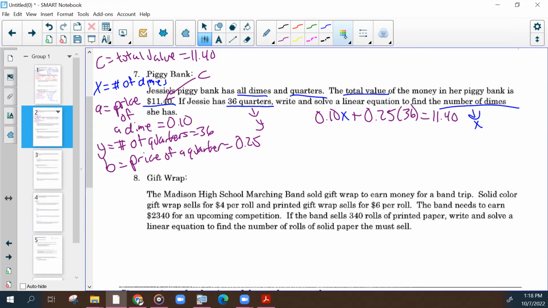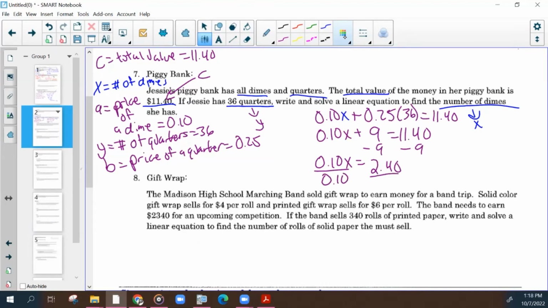And then we can start to solve. So we are solving for X. Multiply your 0.25 and 36 to get 9. Start solving for X by getting rid of 9. And then divide both sides by 0.10. It should give you a whole number, because if we're looking for number of dimes, we shouldn't get decimals. We can't have 0.5 of a dime. But we do have to be specific. We're looking for number of dimes, so 24 dimes would be our final answer there.